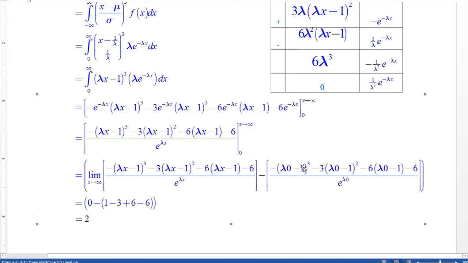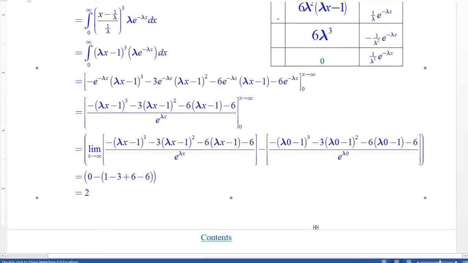Over here, the part in parentheses is always negative 1. So we got negative 1 cubed is negative 1 times negative 1 is positive 1. I've still got my negative outside. Here I have negative 1 squared is positive 1 times negative 3 is negative 3. And negative 6 times negative 1 is positive 6, negative 6 in the end. 6 minus 6 cancels. Negative 3 plus 1 is negative 2. That negative makes it a positive 2. At 0 it stays positive 2. And so we get the skewness is positive 2.